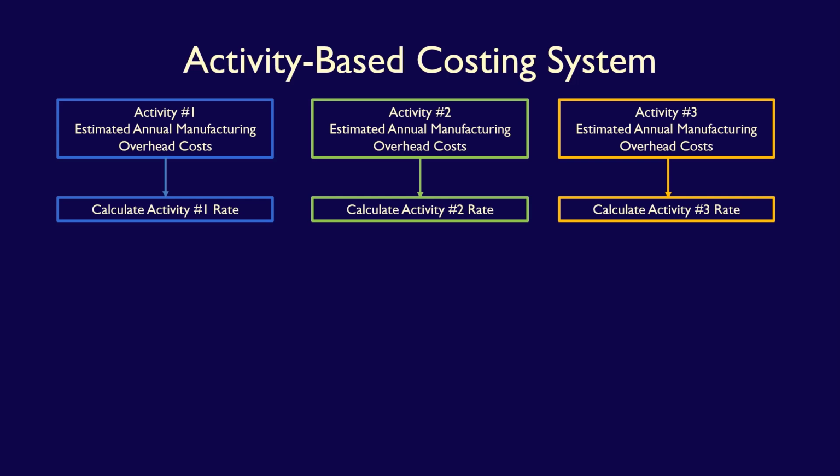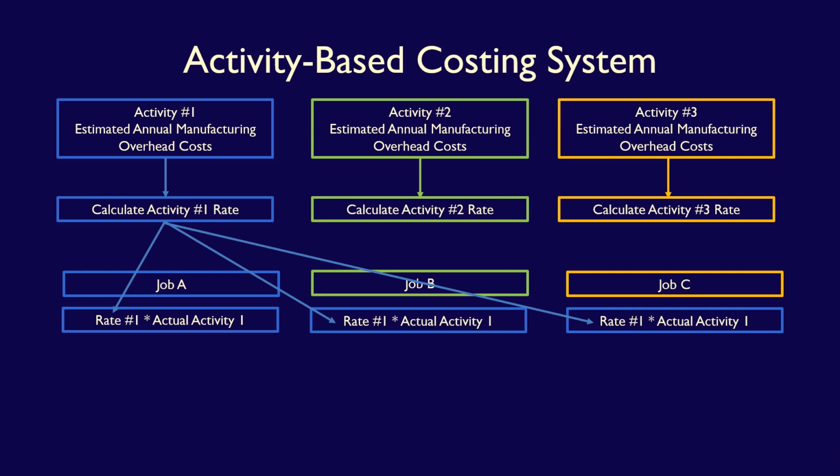We then identify different activity bases, cost drivers, one for each activity. Each activity may have a totally different cost driver, and each cost driver is chosen because as the driver changes, the costs within that activity's cost pool change. We then calculate a different predetermined overhead rate for each activity by dividing the pool's estimated total overhead costs by the pool's estimated total cost driver. Each activity will have its own unique rate.